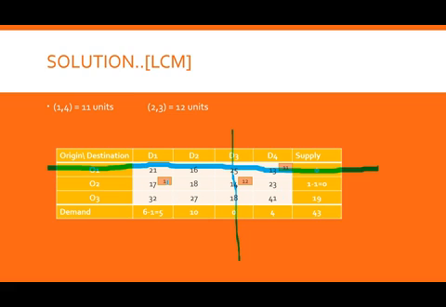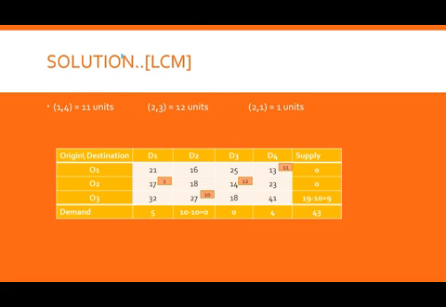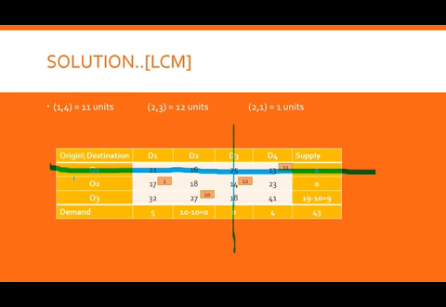Which is the minimum? 17. So I'm supposed to make an allocation here. How many units? Supply is 1, demand is 6. So I can satisfy only 1. So I get an allocation of 1 unit at 2, 1. 2, 1, 1 unit. So this column is gone. First row gone. Second row also gone. Now the remaining cost matrix is 32, 27, 41.